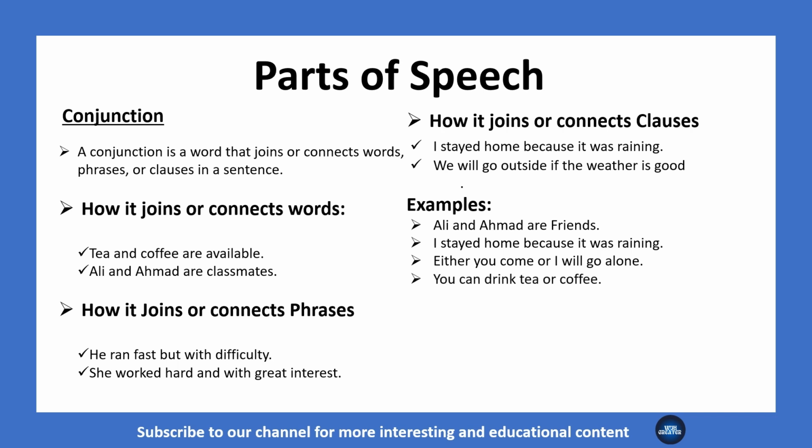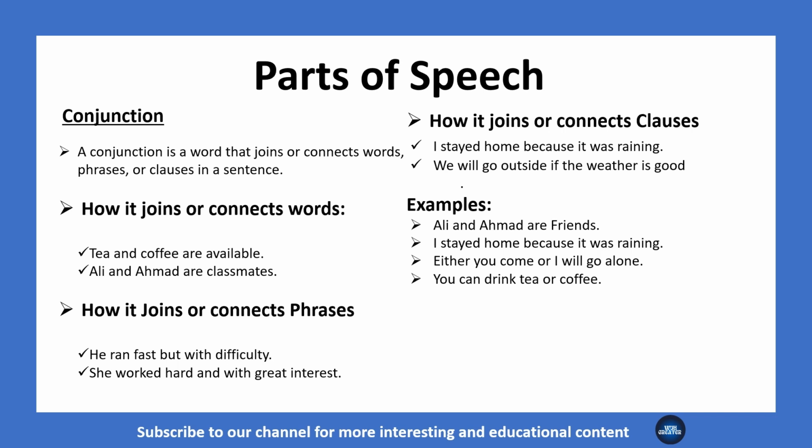The last example is you can drink tea or coffee. Here, the conjunction or connects the words tea and coffee. It shows an option or alternative, meaning the person can choose one of the two drinks. These examples demonstrate how conjunctions help connect words or clauses and express relationships such as addition, reason, and choice, making sentences clearer and more structured.